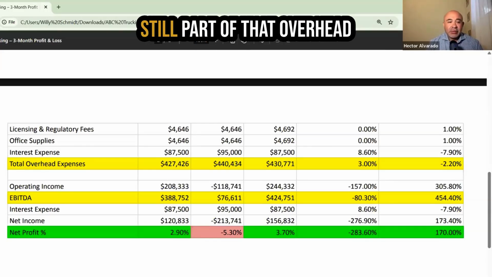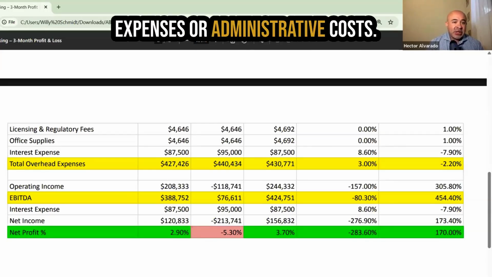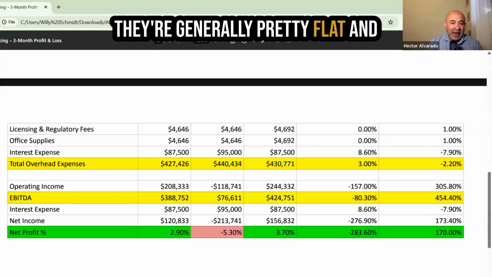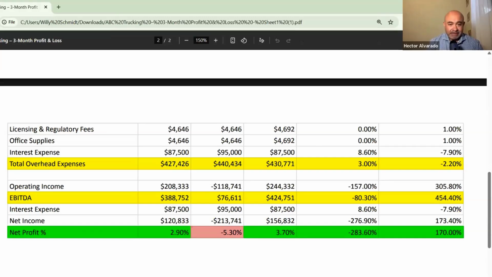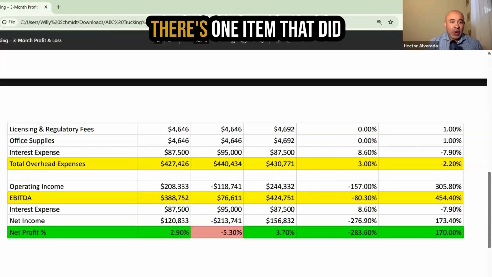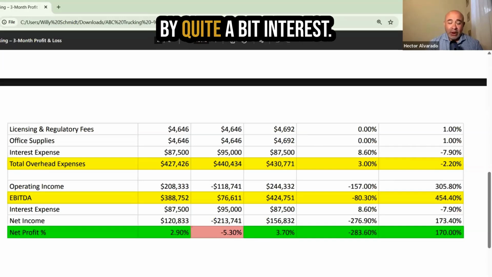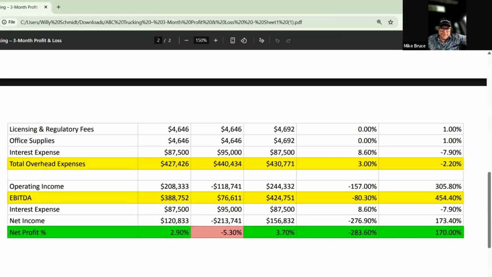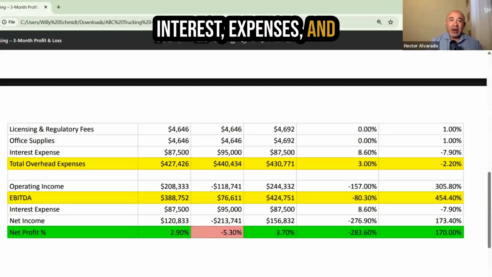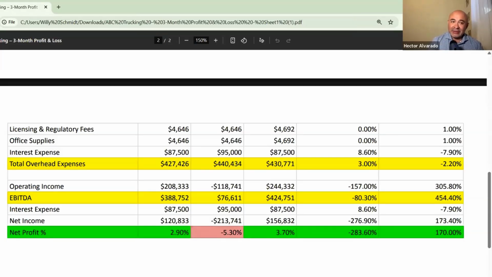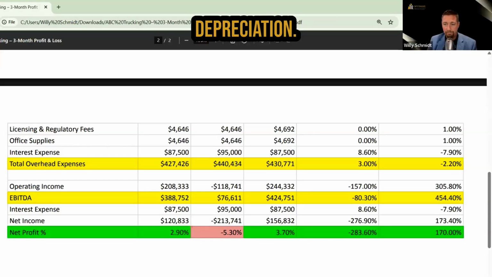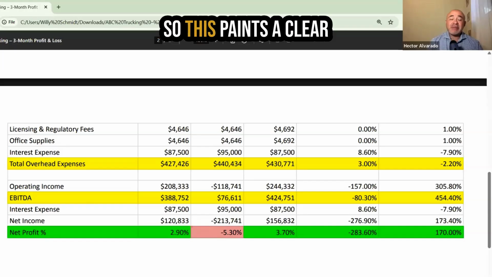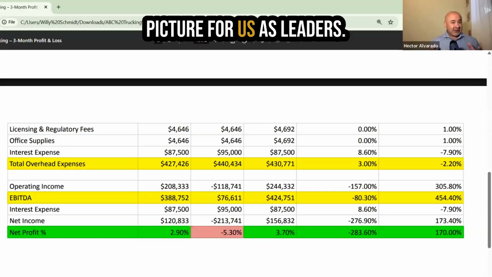Generally, again, these are still part of that overhead expenses or administrative costs. They're generally pretty flat and don't fluctuate all too much. But look at this. There's one item that did by quite a bit. Interest. Interest expenses. And what else went up earlier? Went up, started with a D? Depreciation. Depreciation, right?